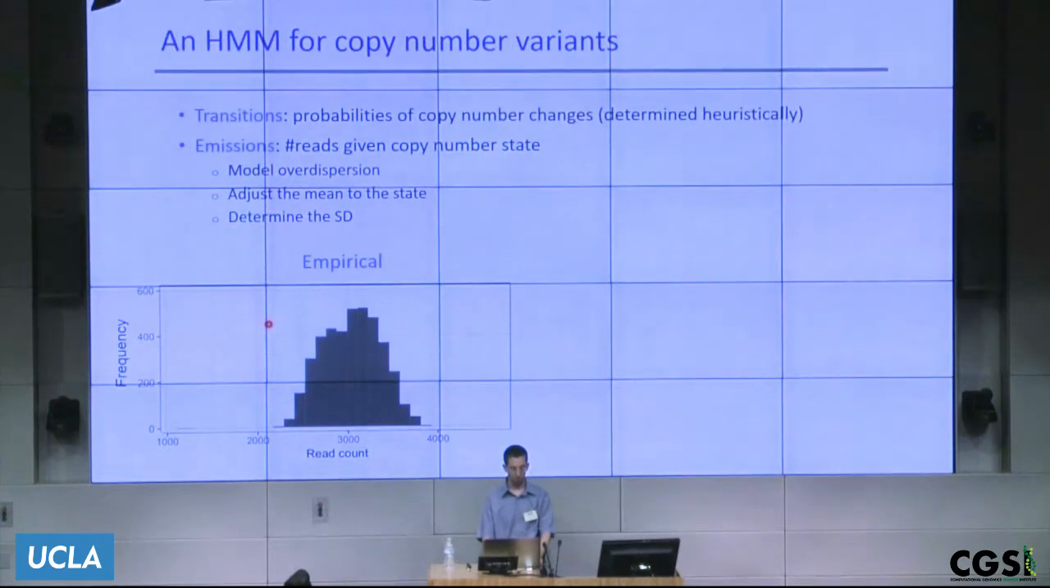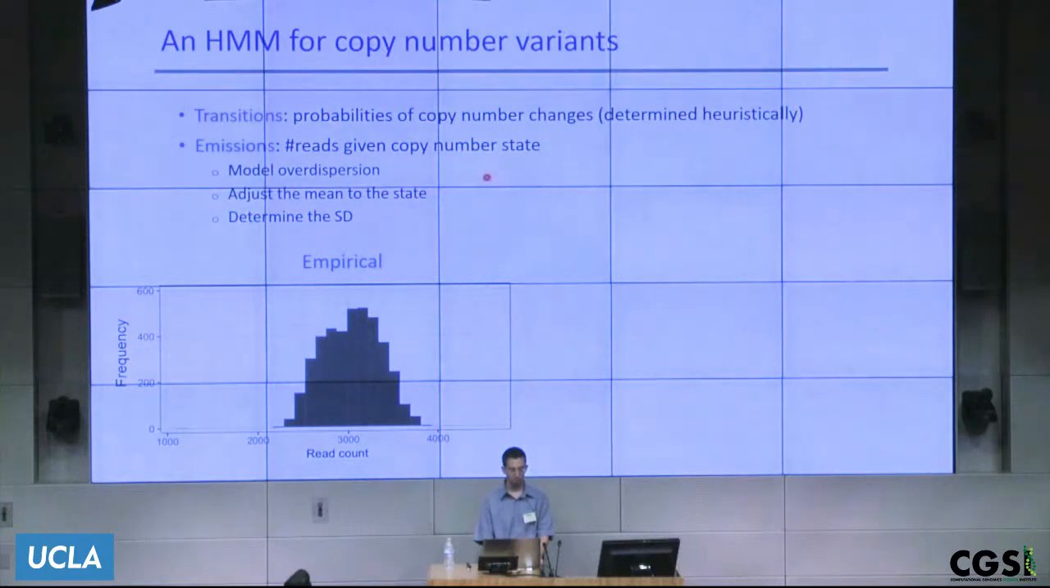So now we have the normalized read counts as our observations, and now we need to model the transition and emission probabilities. For the transitions, we just came up with reasonable parameters for the probabilities of having a copy number change and the length of the copy number variant.